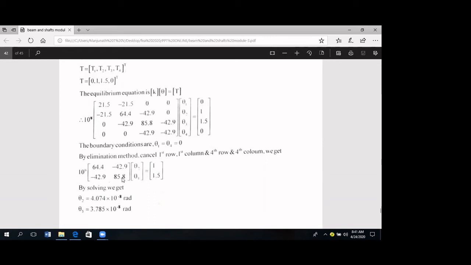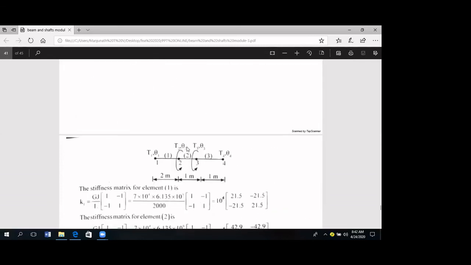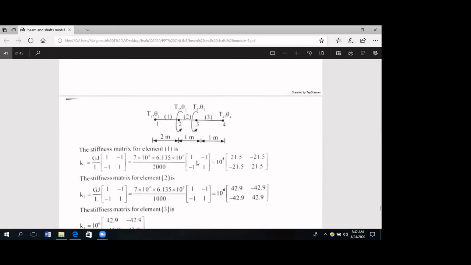Then solving these simultaneous equations, we are going to get theta 2 equal to 4.074 into 10 to the power of minus 8 radian. Okay, theta 3 is equal to 3.785 into 10 to the power of minus 8 radian. So this is how we are going to get the angle of twist at node number 2 and node number 3 for the given problem.